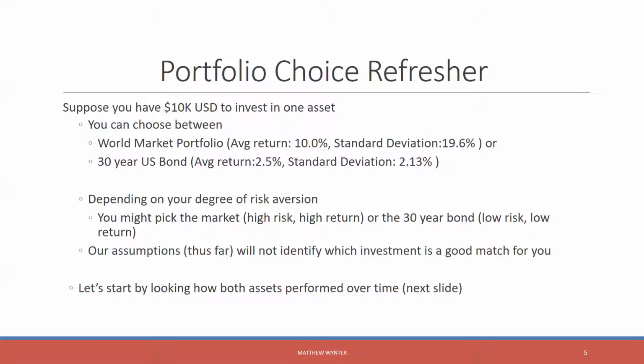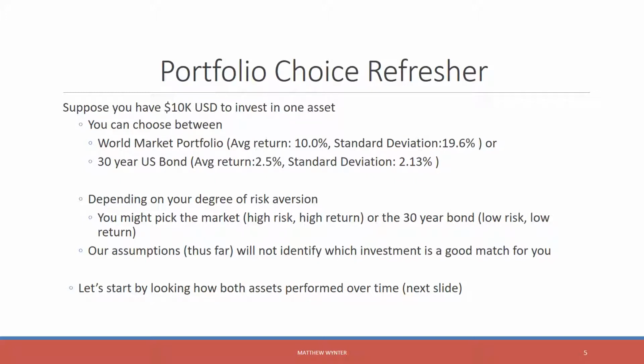Clearly, you can see that these are very different assets. We've got the market, risky with high return, and we've got the safe asset, the US government 30-year bond, much lower return, much lower level of risk. Depending on your degree of risk aversion, you might pick the market, high risk and high return, or the 30-year bond with low risk and low return. Our assumptions thus far will not identify which investment is the good match for you.